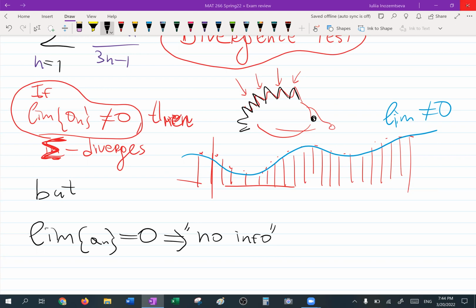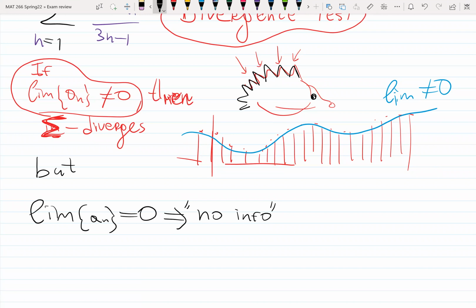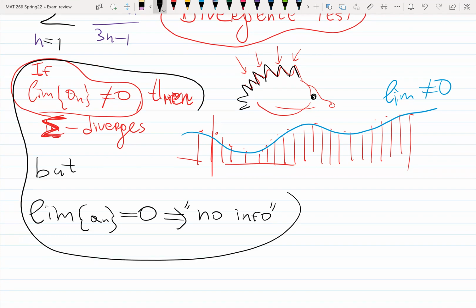Yes, or even this fish that looks like a ball with needles. Remember that one? That one also can be the object you're holding in your hands. So this test works only one way. Pufferfish, yes, exactly. Only one way. If there are no needles, definitely it's not a hedgehog. At least we know that. So if the limit is not 0, then definitely the series diverges. But if there are needles, there's no info, because it might be something else.